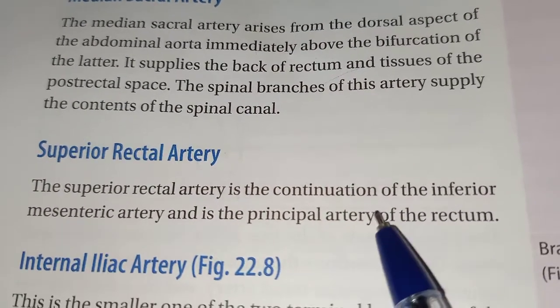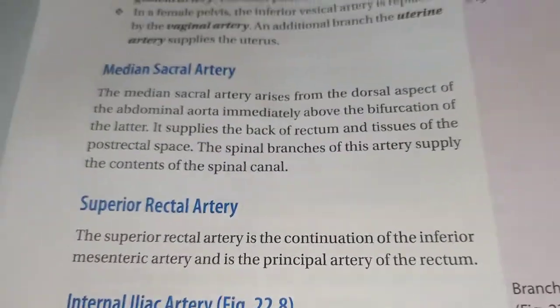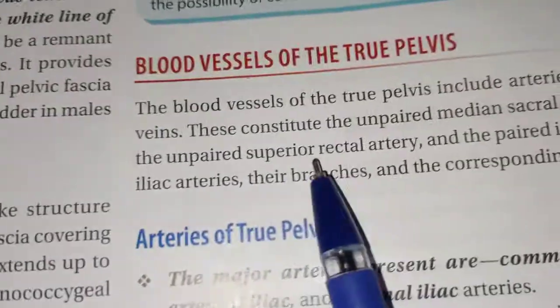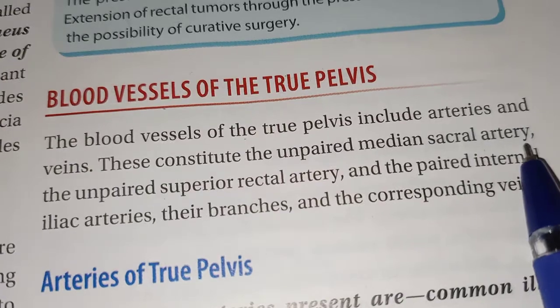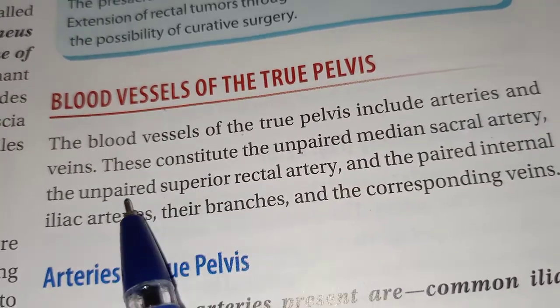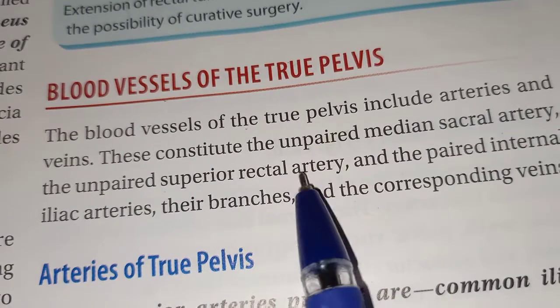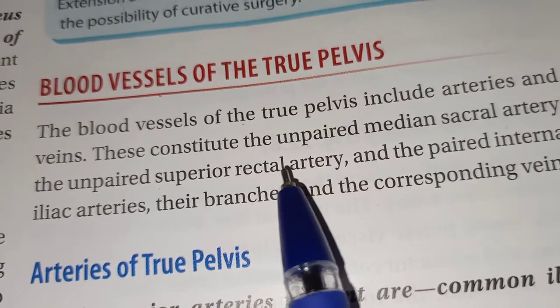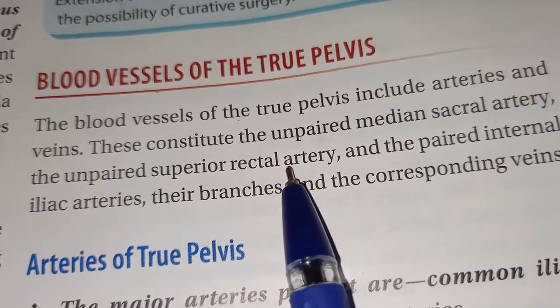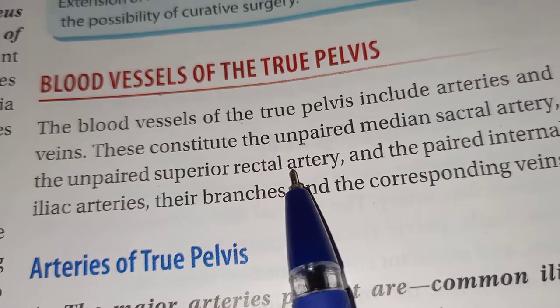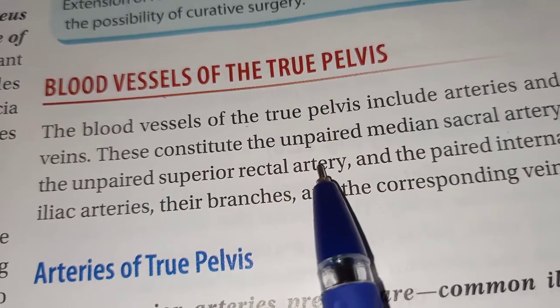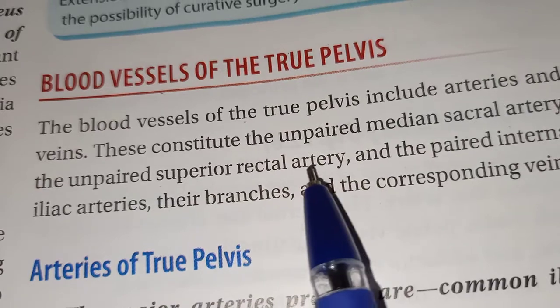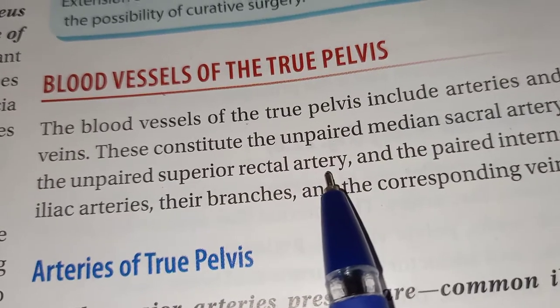So this was about the superior rectal artery. The main blood vessels were the median sacral artery, which I told you just now, and the unpaired superior rectal artery, which is a continuation of the inferior mesenteric artery, which is one of the branches of the abdominal aorta. This superior rectal artery is the principal artery of the rectum.